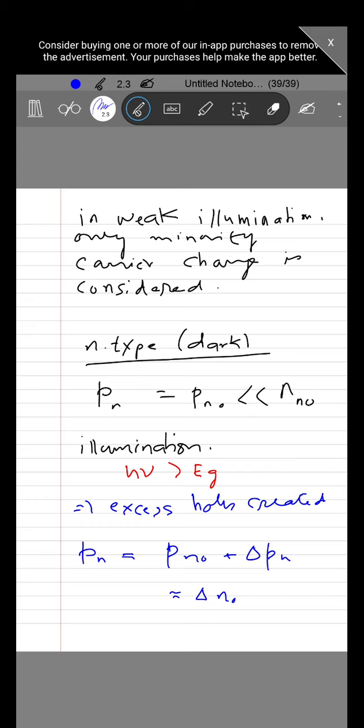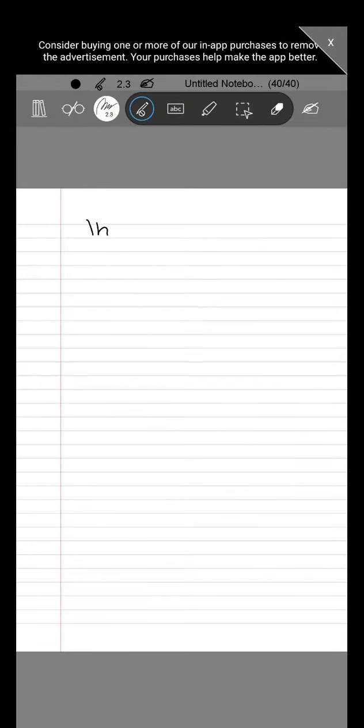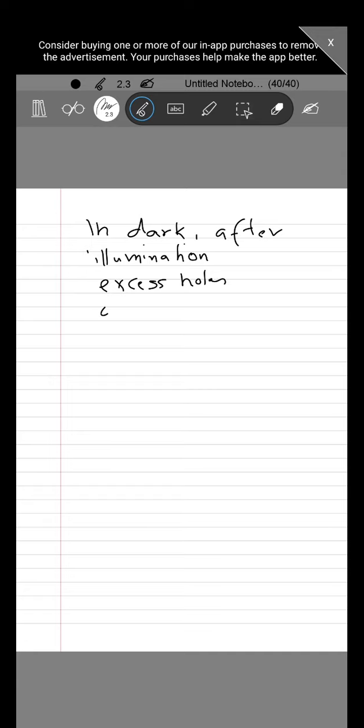So in the dark, after illumination, excess holes disappear by recombination, and the carriers return to their equilibrium concentration.